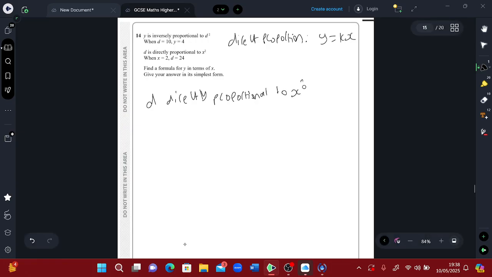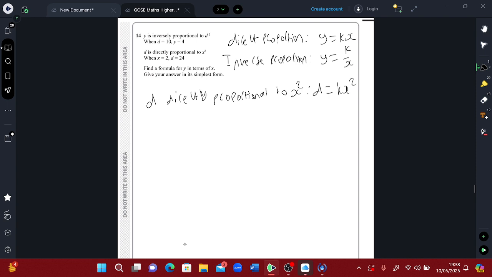This means that simply d is kx squared. Okay, and the other one is inverse proportion. And this is instead saying y is k over x. So it's like 1 over x times k. So one's like a reciprocal almost, kind of like inverse.